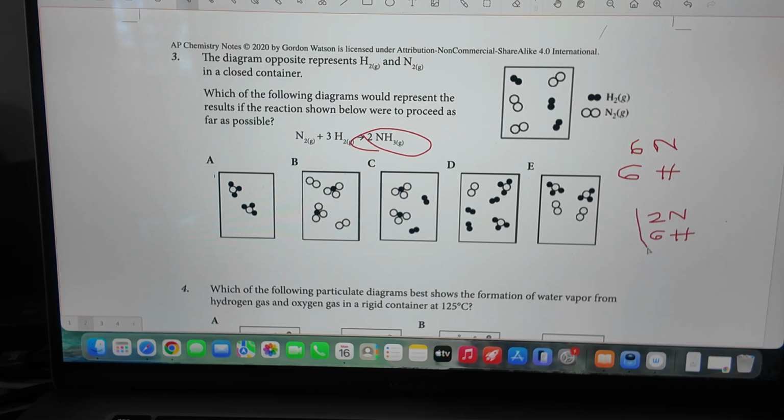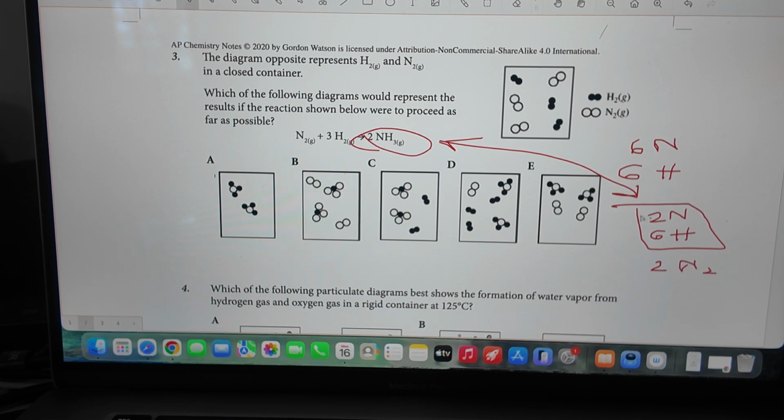So this is what our end result is. This is what we're seeing here, right? So 2N and 6H. What's going to be left over is probably 2 N2s. So we could look for 2NH3, and I believe here we see 2NH3s, and then we're going to have 2 N2s left, and right here, this is what N2 looks like. So this is the only answer it could be, and that's E.